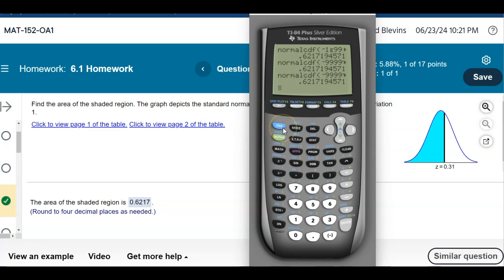All right, same goes for the menu. If I use the menu, second vars, normalCdf, and it asks me, instead of -1 E99, I could just put negative and a bunch of 9s. And when I go down to paste, it's going to paste in all those 9s. But it's going to give me the same thing, especially to 4 decimal places. So don't worry too much about the E99. Just put in a big negative number there, is all you really need.